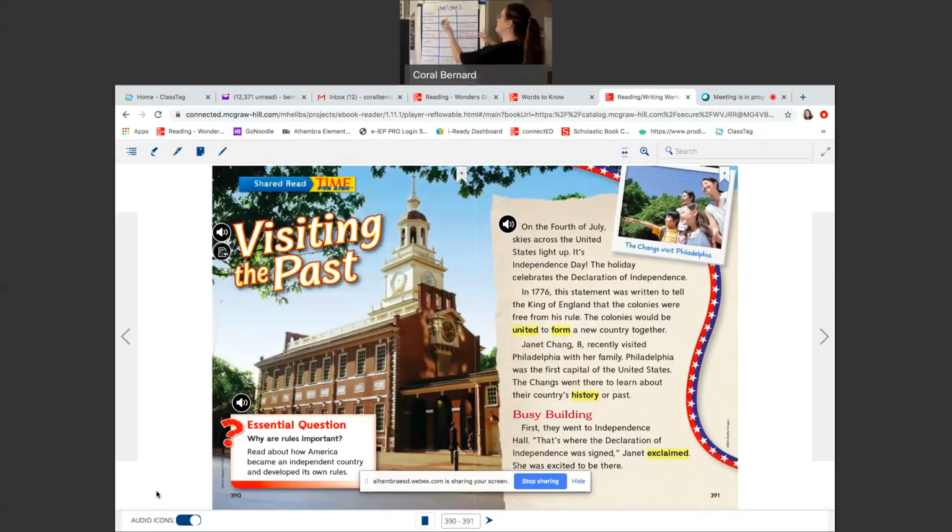In the definition column, we're going to write said. And my quick sketch is going to be someone saying something. They're going to say, yay. There we go.